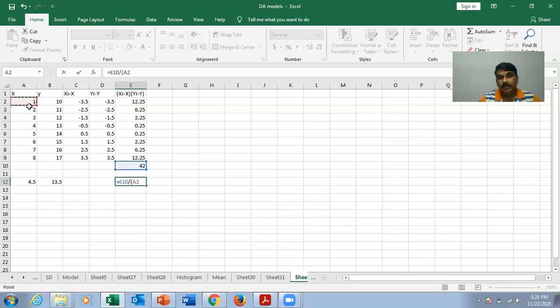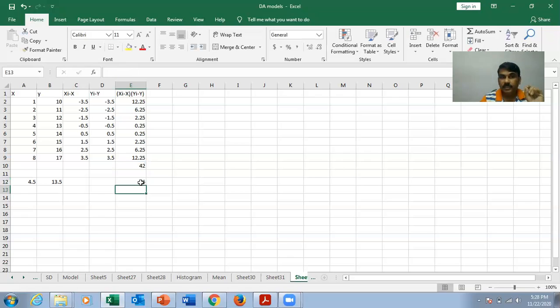But we can count: 1 2 3 4 5 6 7 8, so we can write 8 minus 1. But I have to cover it with a bracket, because if the bracket is not there, it will follow the mathematical principle, BODMAS, that is divide first and subtraction later. So the bracket is very important here. Now we have a covariance value in front of us, which is 6.